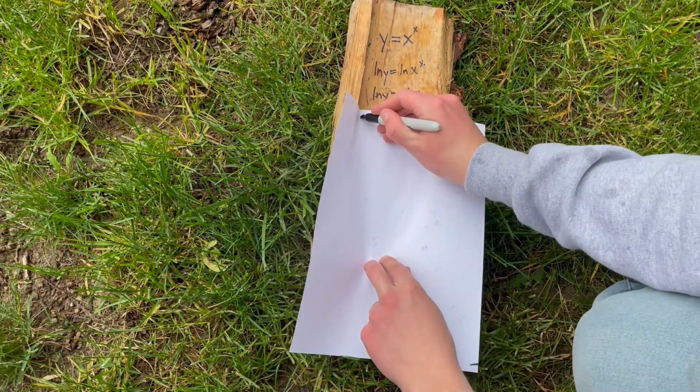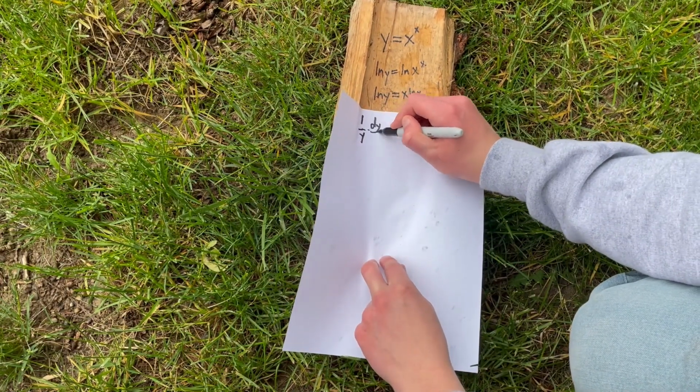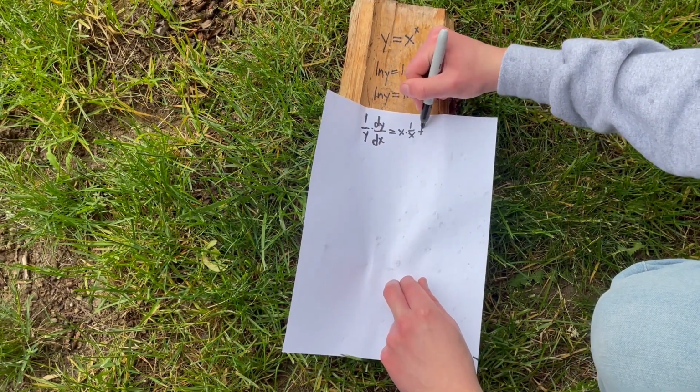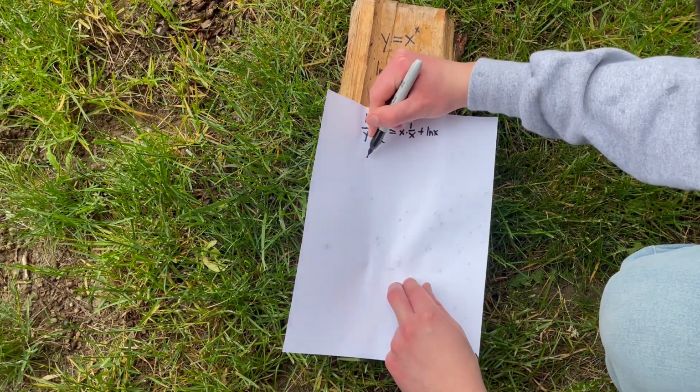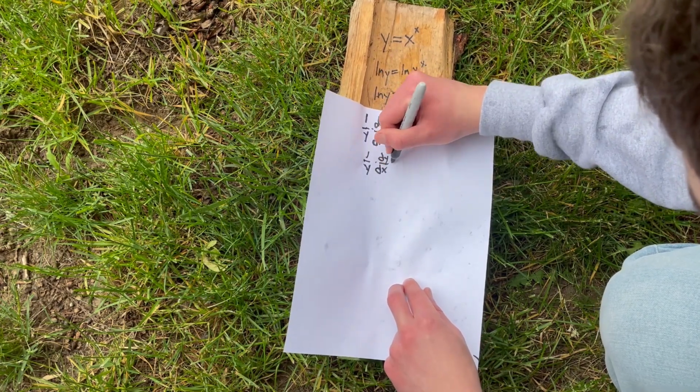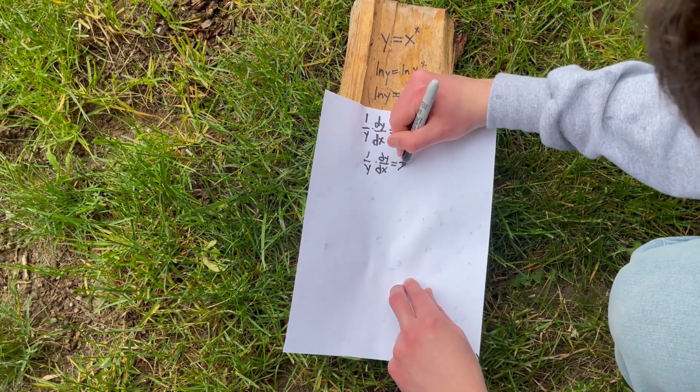On the left, that'll get you 1 over y times dy dx, in accordance with the chain rule. And on the right, you can use the product rule to get x times 1 over x plus 1 times natural log of x. Now, you can simplify the x times 1 over x into just x over x, which will get you 1.